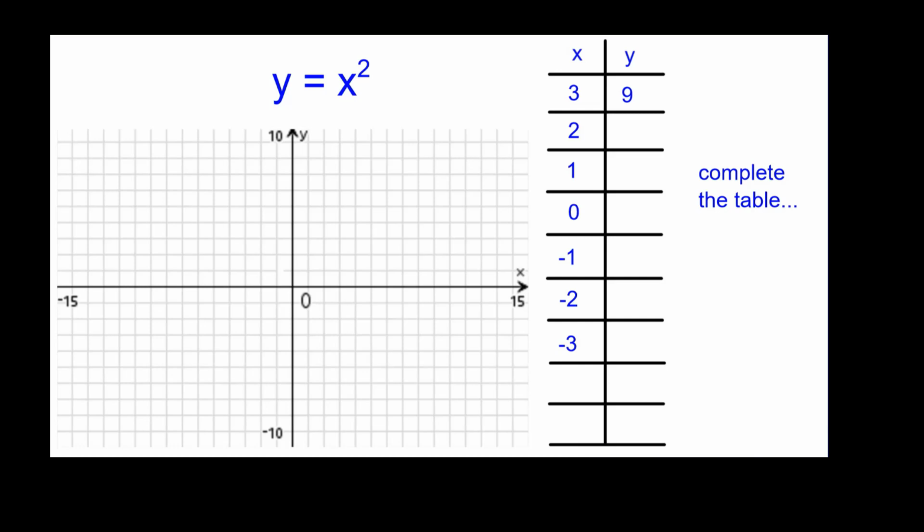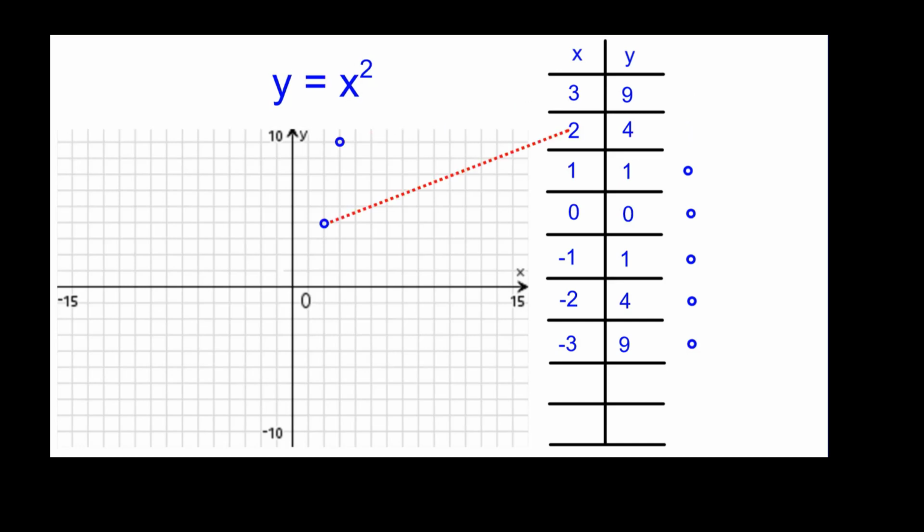So here are the values that you should have obtained. And notice when you square the negative numbers, they are positive as well. So let's go ahead and plot the points. So 3 squared is 9, 2 squared is 4, 1 squared is 1, and of course 0 squared is 0. And when we square the negatives, we get positives.